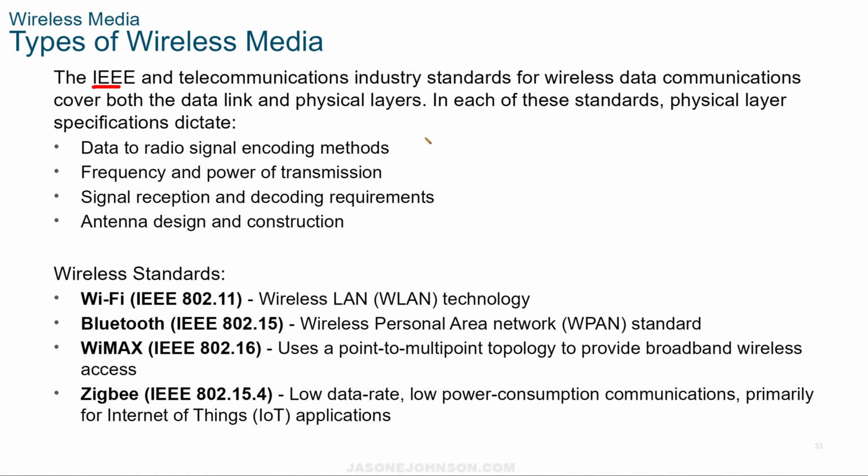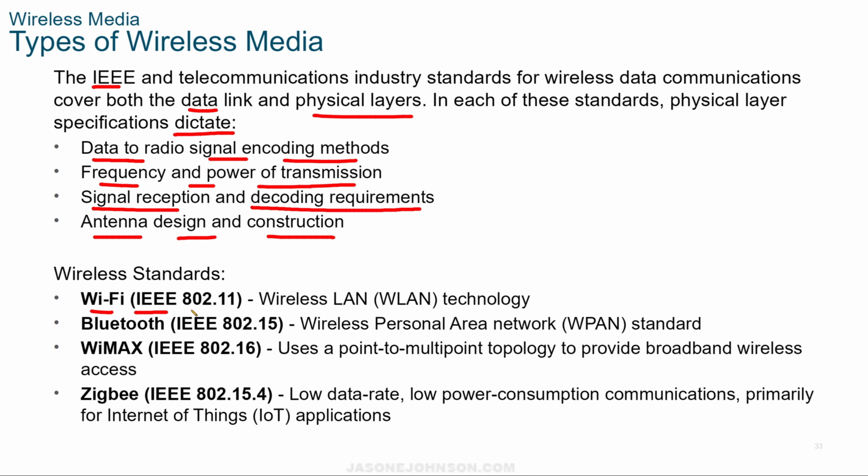The IEEE sets standards for wireless data communications, and they cover both data link and physical layers. In each of those standards, the physical layer specifications determine the data to radio signal encoding methods, the frequency and power of the transmission, the signal reception and decoding requirements, and the antenna design and construction. Some of the wireless standards that are included are Wi-Fi.